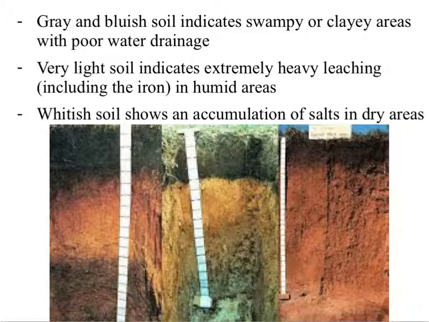And so you get poor drainage and gray bluish soil. When you have really light soil, almost whitish soil, you have extremely heavy leaching. So even the iron oxides, those combinations of iron and oxygen in the soil, have been leached out, which is tough to do. And so that'll happen in very humid areas with lots of rain and lots of leaching. But if you're in a dry area, that white soil probably means that salt has been accumulating up. So again, different colors mean different things in different areas.